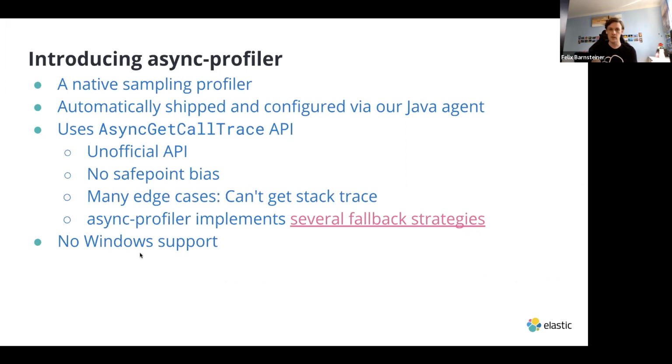One downside of async-profiler is it has no Windows support. It's a native profiler, and this AsyncGetCallTrace API is also a native API within the JVM, so you can't just call it from within Java code.